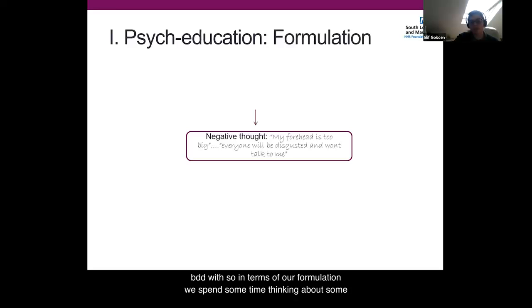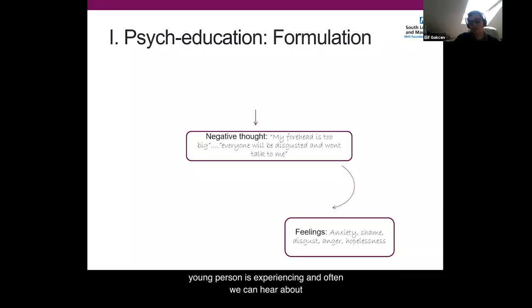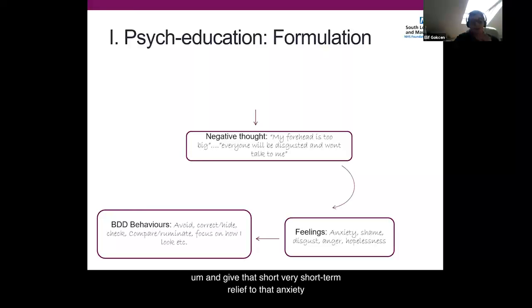In terms of our formulation, we spend some time thinking about some of the negative thoughts that the young person might be experiencing. For example, here we hear about a young person talking about their worries around the size of their forehead being too big, and what this will mean is that others might be disgusted and won't want to talk to them. We think about the emotions that the young person is experiencing, and often we hear about anxiety and shame being quite common in response to these thoughts, as well as hopelessness and anger. And then we think about the behaviours that are carried out to reduce these feelings and give that very short-term relief to that anxiety or distress.